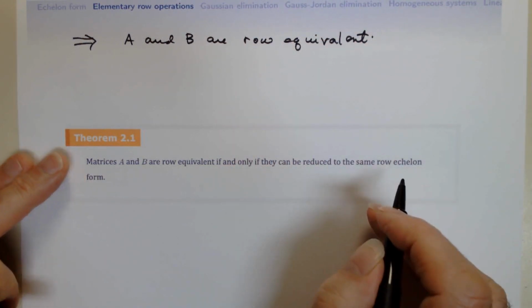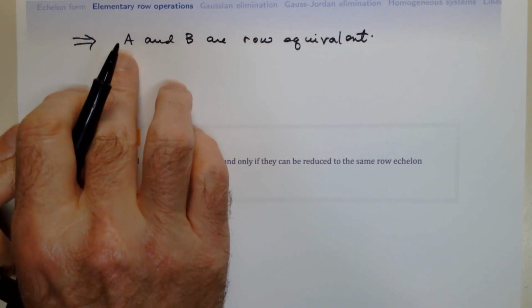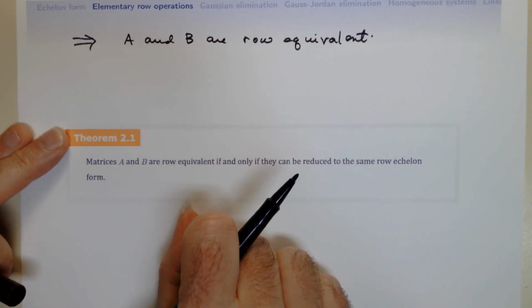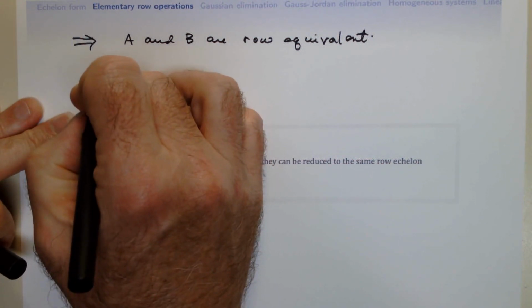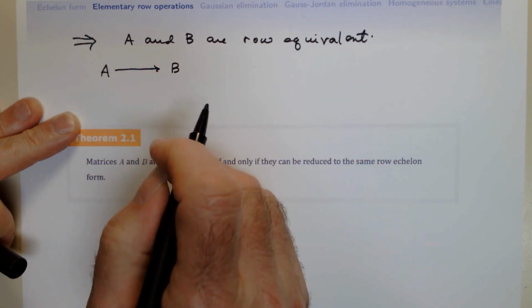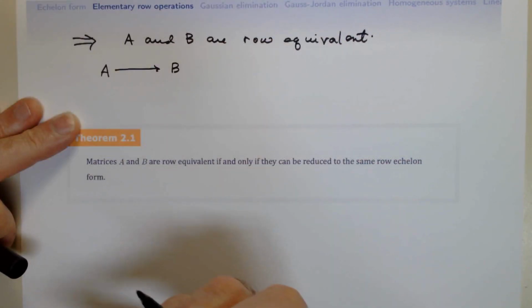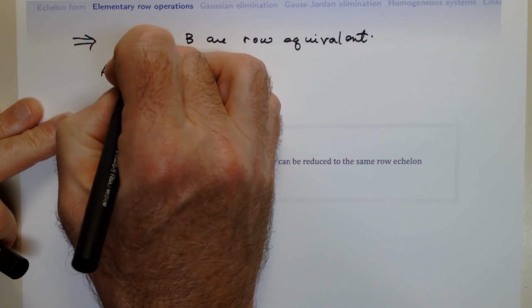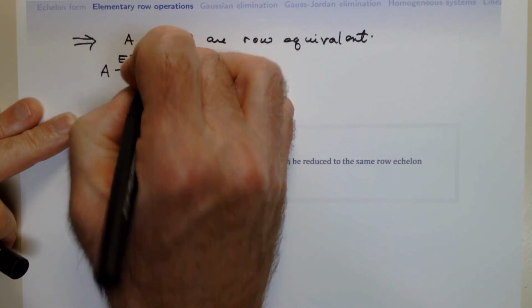Now what does that mean? That means that I can carry the matrix A to the matrix B by some sequence of elementary row operations. So let's just denote that by this shorthand. I can take A to B by some recipe, some list of elementary row operations. So we'll just denote that by elementary row operations.